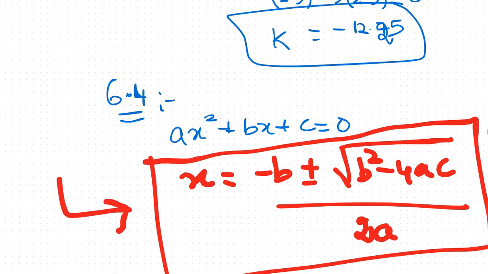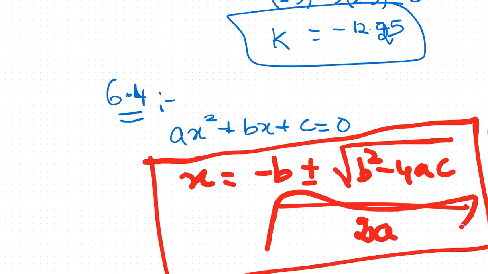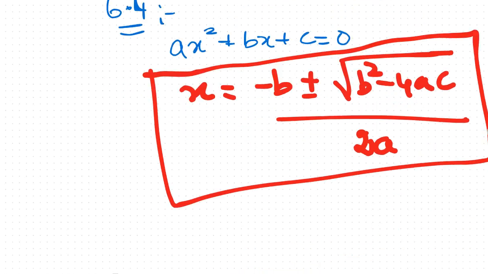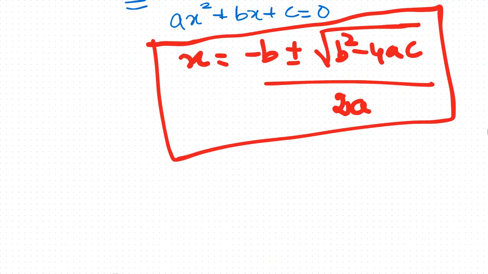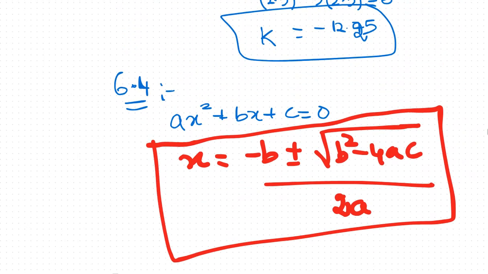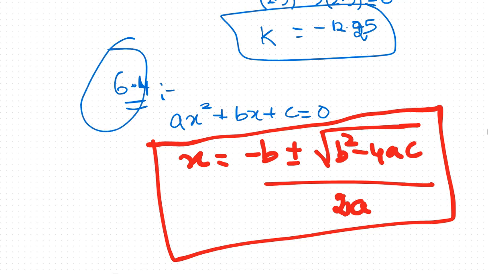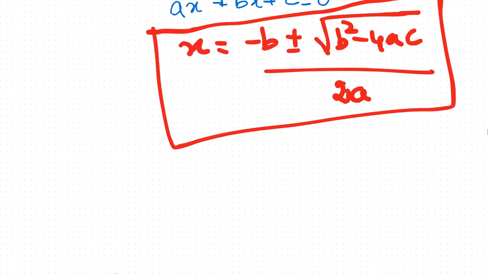The key lies in identifying the ABC values. You have to plug ABC values like this into this formula. So this is like plug and play. The entire 6.4 is based on this plug and play formula. Just remember that it is b square minus 4 times a times c.